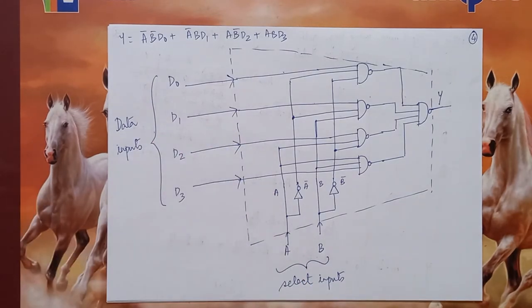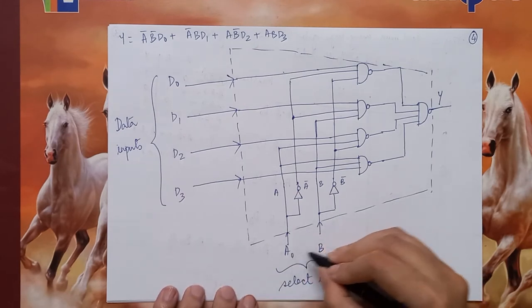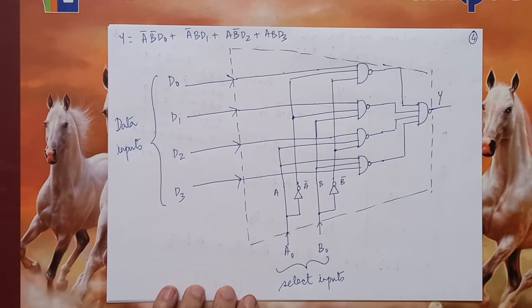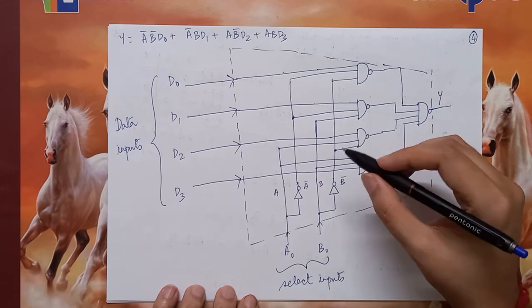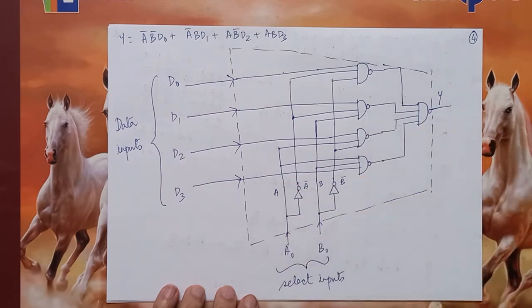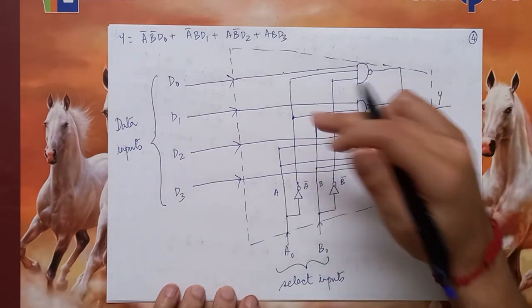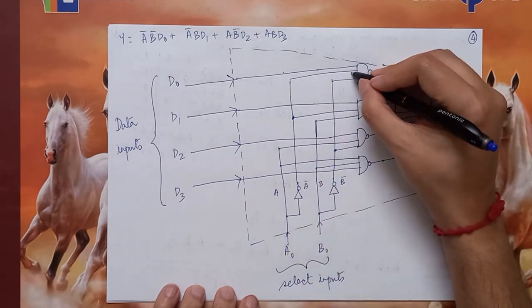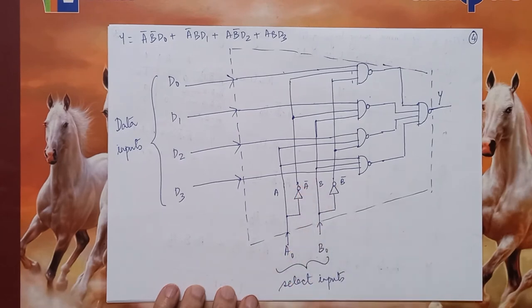Alright, so let us see how this works. Suppose A and B are 0 and 0. That means what will happen? If A and B are 0 and 0, then we expect that D0 will be selected. Let us now see what is the input for every gate. So if A and B are 0 and 0, the inputs for these two will be 1 and 1 because they are A bar and B bar.